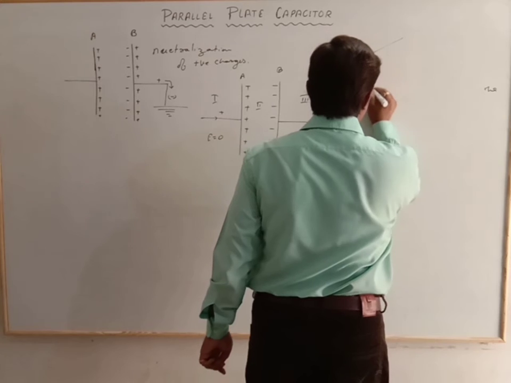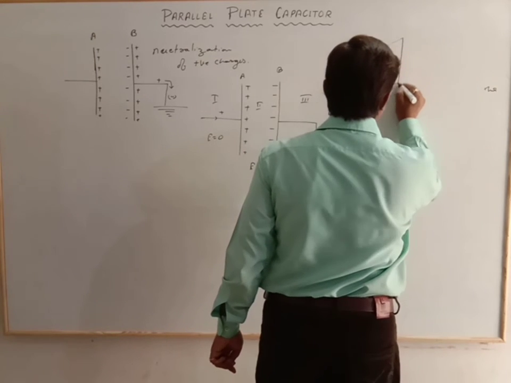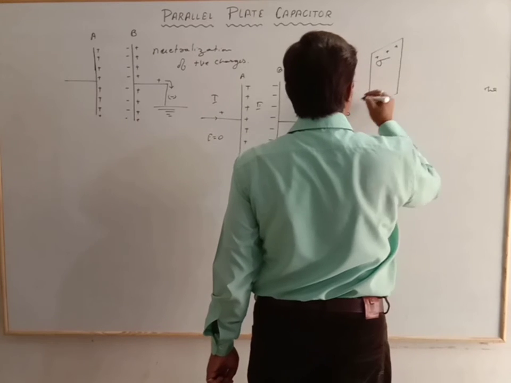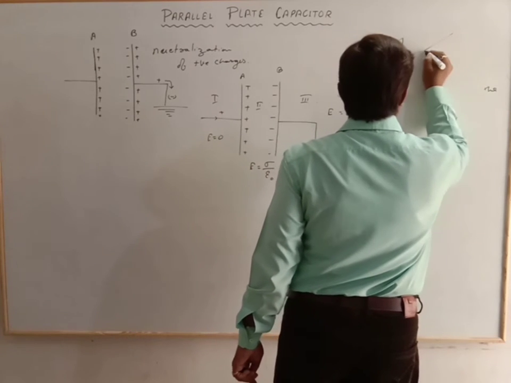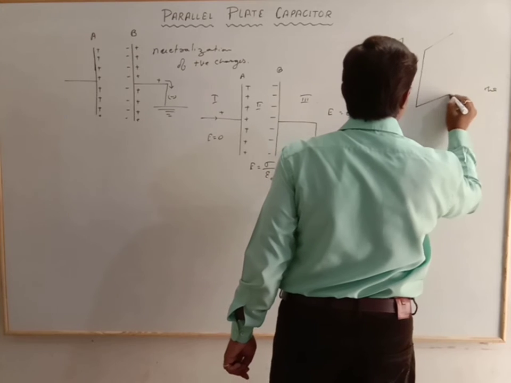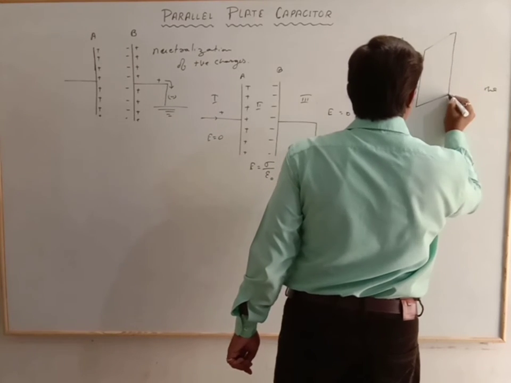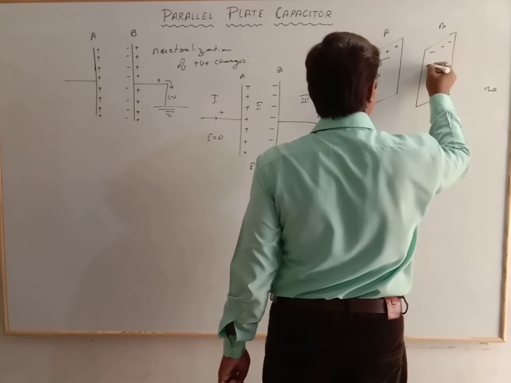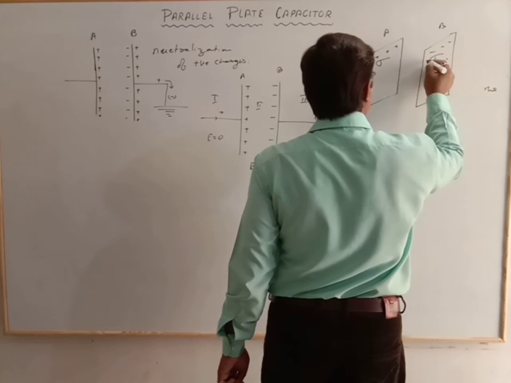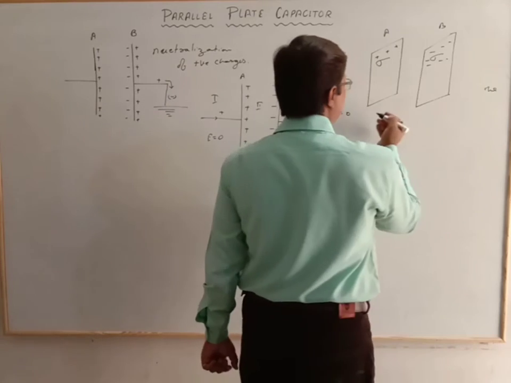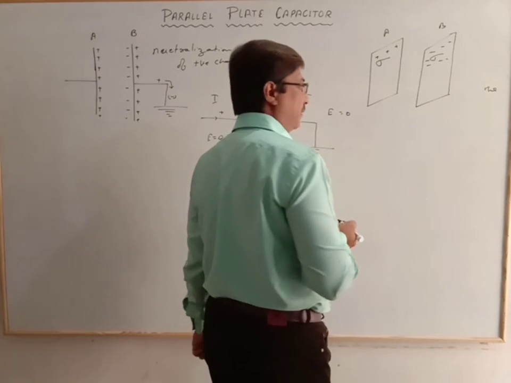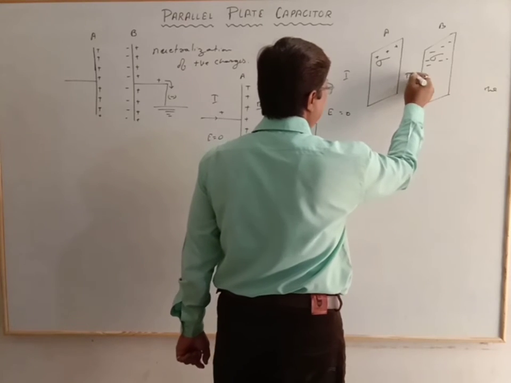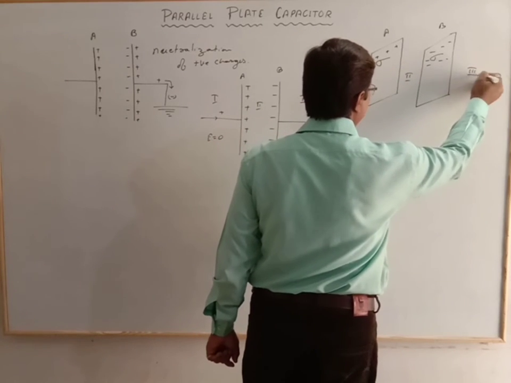Suppose we consider this one as plate A, with positive charge of density sigma, and another plate B, with negative charge density of negative sigma. In that case, the electric field in the different regions is different. Let's suppose the first region is here, the second region is here, and the third region is here.